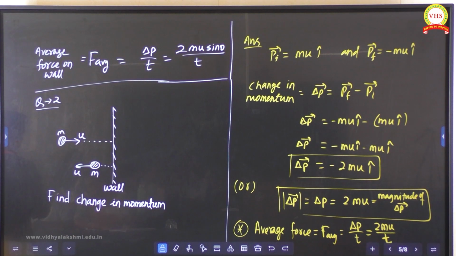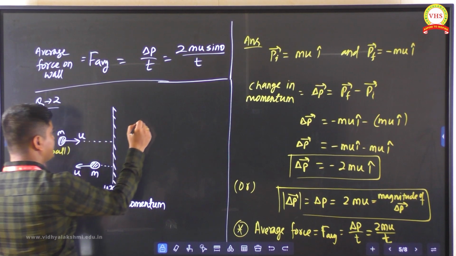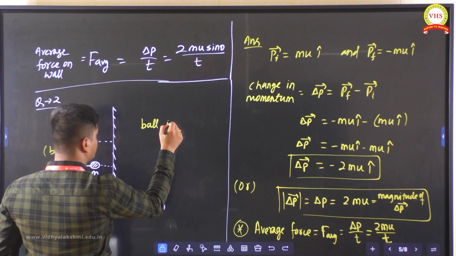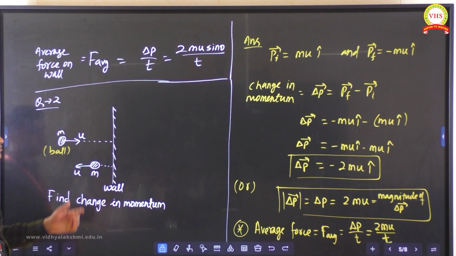Previous case, that object was making a certain angle theta. But in this case what is happening? Now direct hitting is happening. Okay, normally. Ball is hitting normally here. This is the ball. So ball is hitting normally to the wall. Ball is colliding normally to the wall.